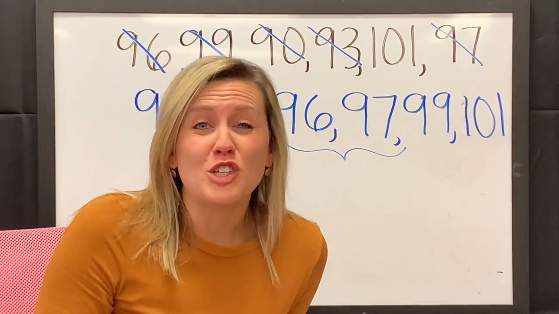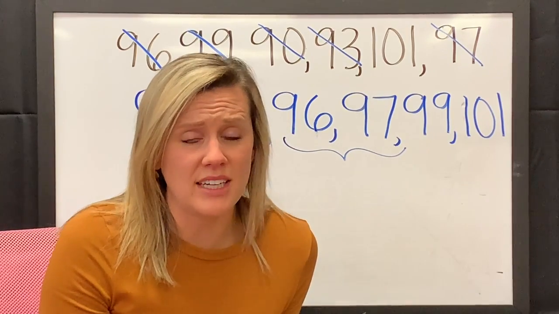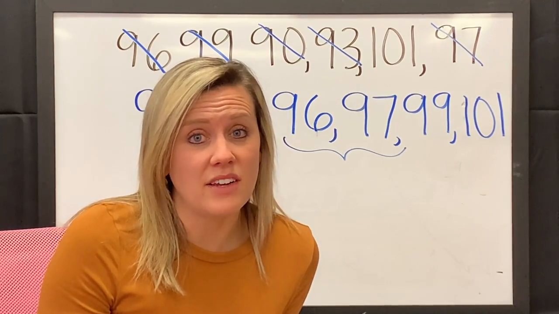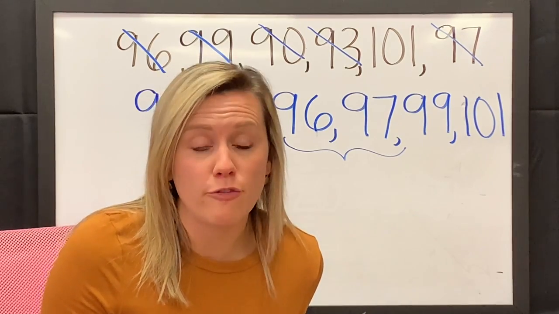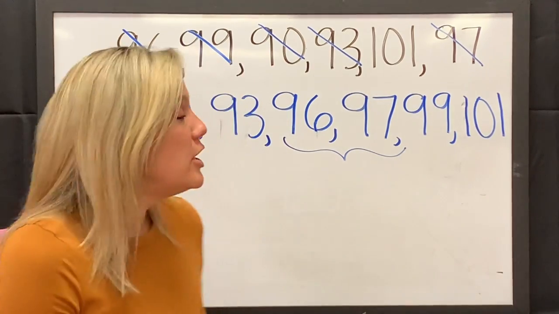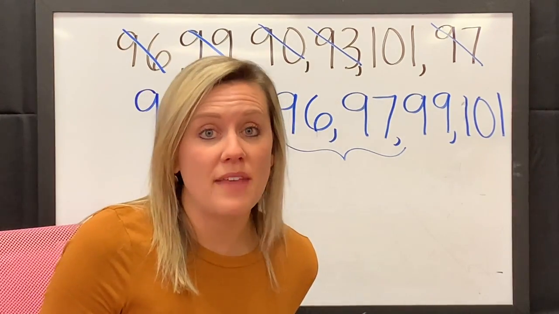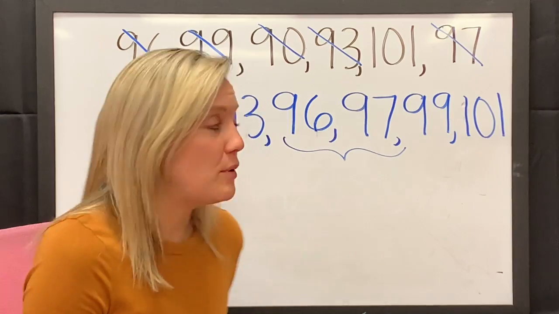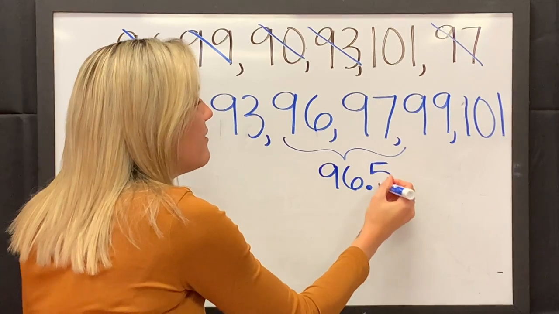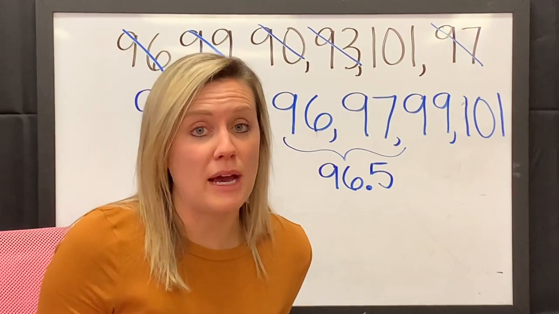So we are going to think, what would the number be that's right in the middle of 96 and 97? Well, right in the middle of 96 and 97 is the number 96 and a half, okay? If you can't in your head figure out what that middle number is, you can always add these two numbers together and then divide by 2, and that will also tell you what the middle number would be. So in our case, our median is 96.5 or 96 and a half. So that is what you do when you have an even amount of numbers.